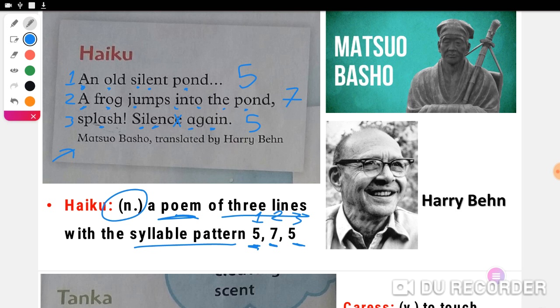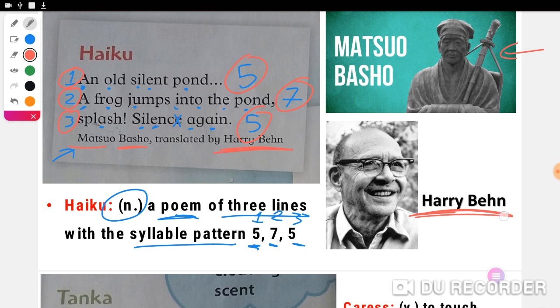So haiku is a poem of 3 lines with the syllable pattern 5, 7, 5. This is the haiku. As we mentioned before, haiku comes from Japanese poetry. Okay, who wrote this poem? Matsuo Basho. This is the poet, this is his picture, and he is a Japanese poet. And of course, this poem is translated into English by the translator Harry Behn.